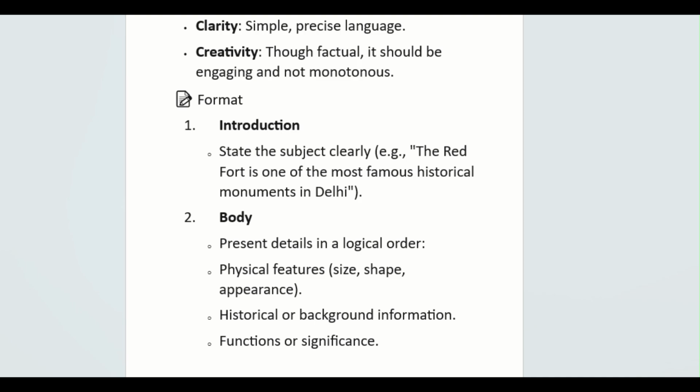So taking a very simple example of the Red Fort. Now if you are not mentioning the Red Fort as a historical monument, you are simply mentioning it as a building, now it doesn't sound better, nor is it correct. So you should give a proper introduction to the subject which is given to you.